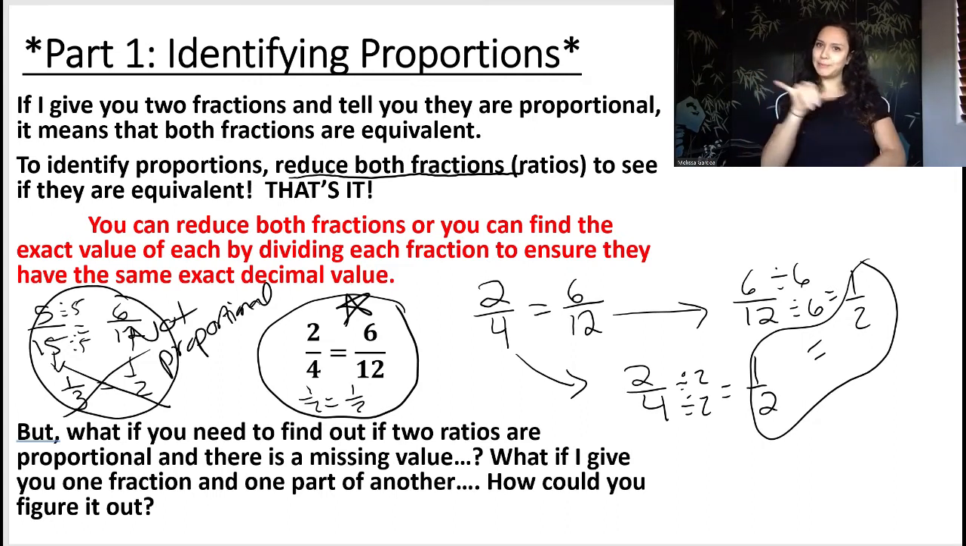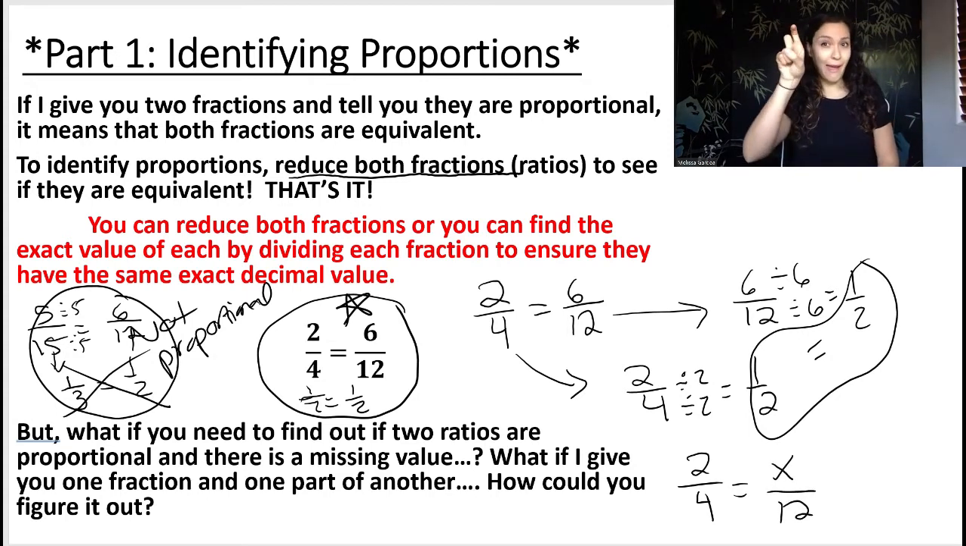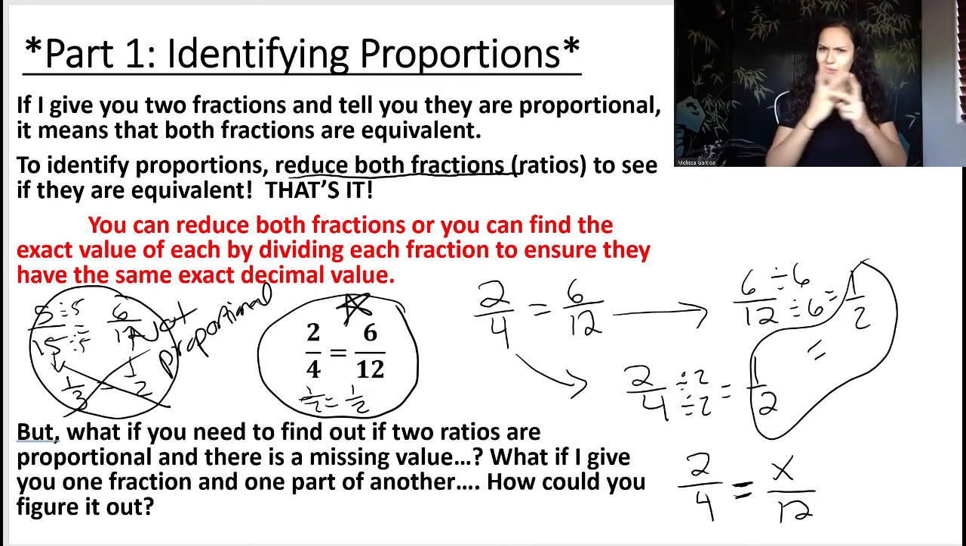1/2 does equal 1/2. But what if I need you to find out if two ratios are proportional and there is a missing value? For example, what if I say that 2 out of 4 is the same thing as something out of 12? The same thing comes from this equal sign. 2 out of 4 is the same thing as something out of 12. How can we figure that out?